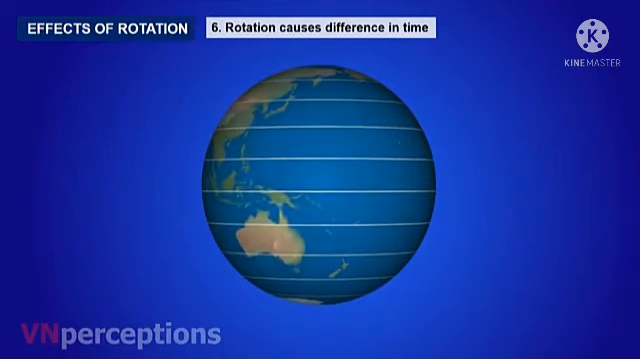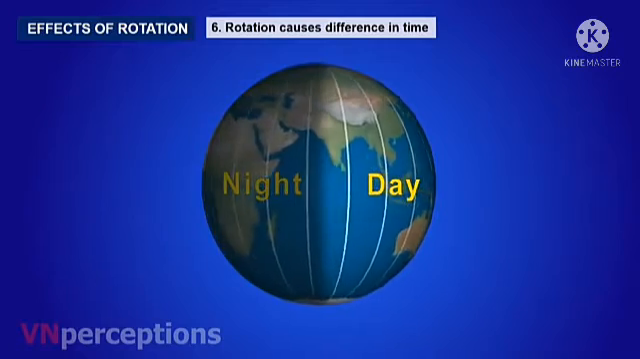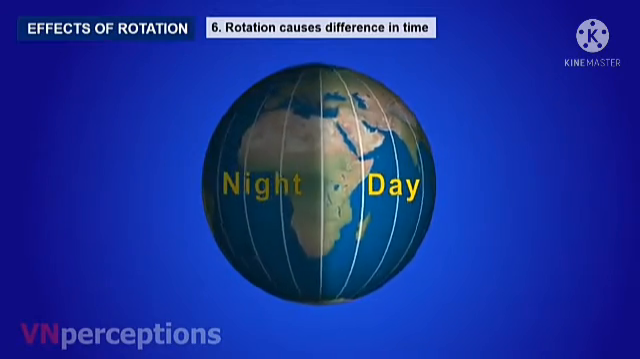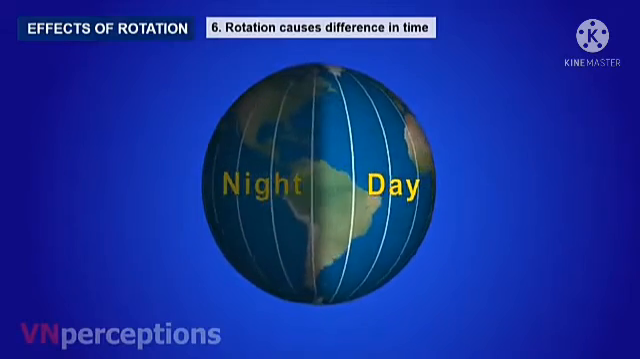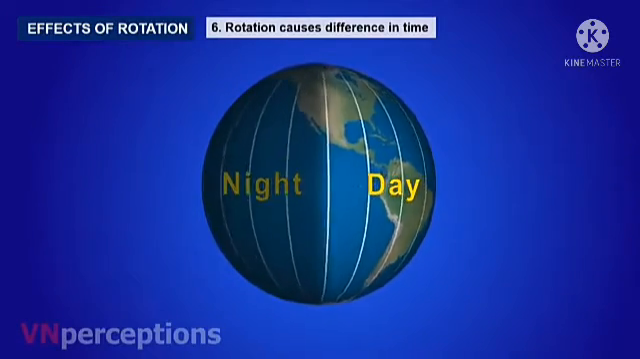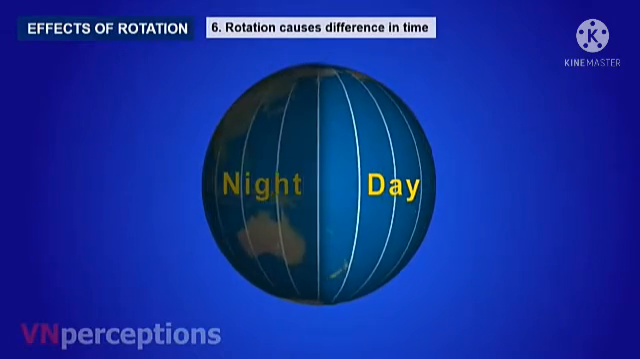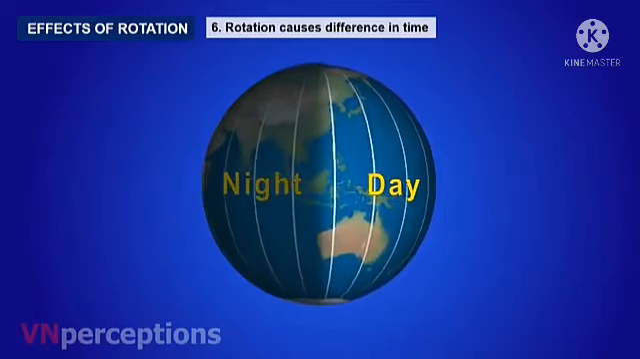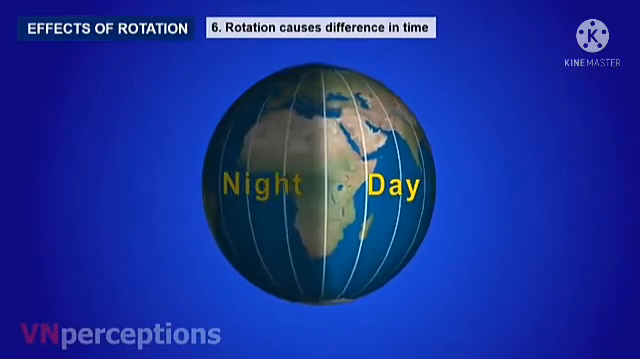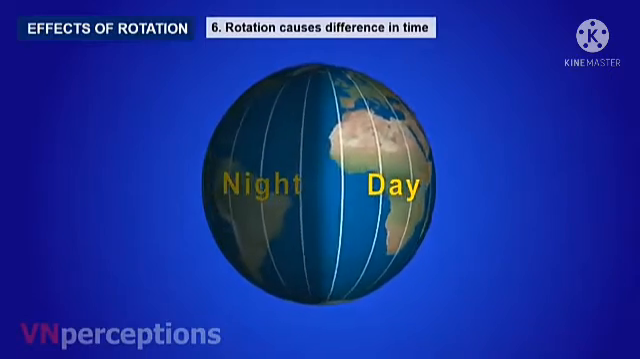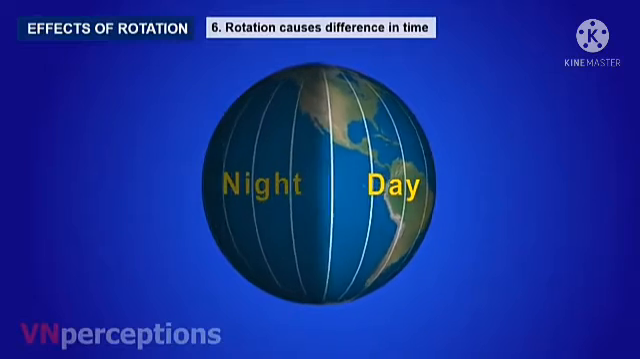Also, the earth's rotation causes difference in time. Difference in time is caused by the earth's rotation. This is made possible because as one part of the earth receives light, the other part is dark. So when there is daytime in a part of the earth, the other part will be what? Night. So there's difference in time.